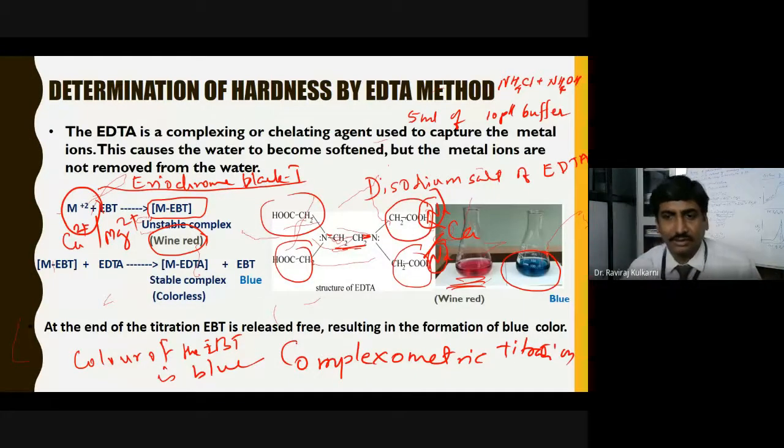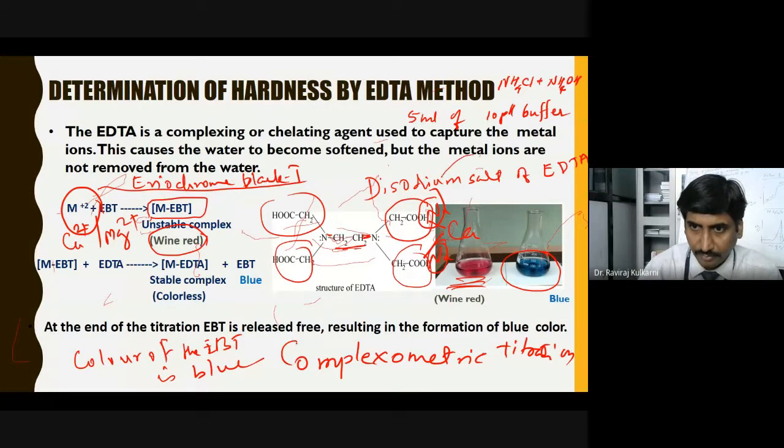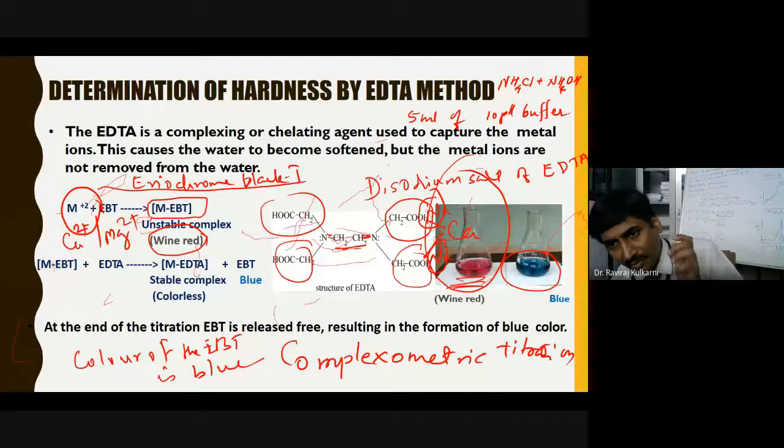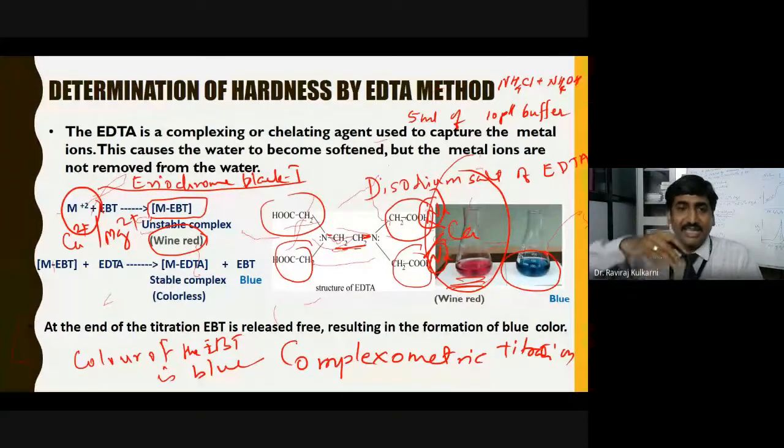We get this color when you add Eriochrome Black T indicator to 25 cc of hard water sample and around 5 ml of buffer solution. If you add a very small pinch of Eriochrome Black T indicator, you get this wine red color. Titrate this against standard EDTA solution, which you have prepared already.